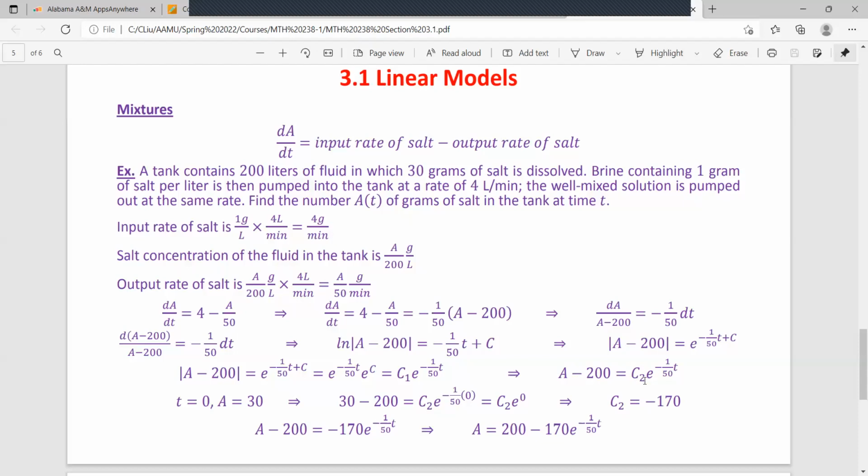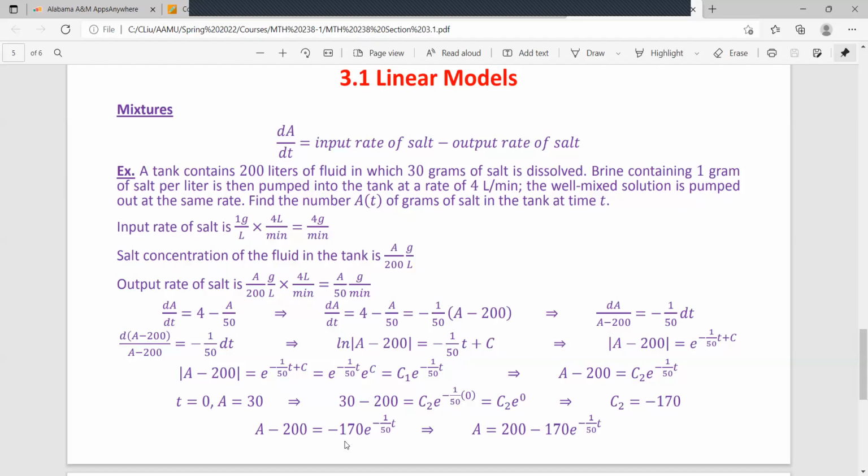And then we use the initial condition to figure out this C2. Remember, initially, the tank contains 30 grams of salt. So when t equals 0, A equals 30. Okay, so plug in 30 for A and 0 for t, we can find the C2. So again, e to the -1 over 50 times 0 is e to the 0, which is 1. So we get C2 equals 30 minus 200, so that's -170.